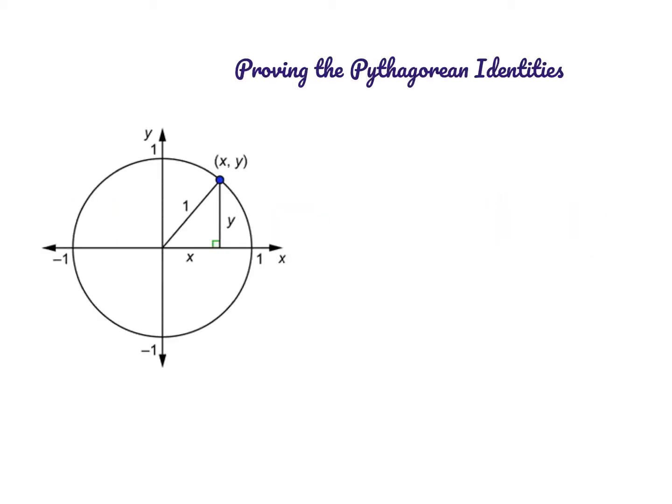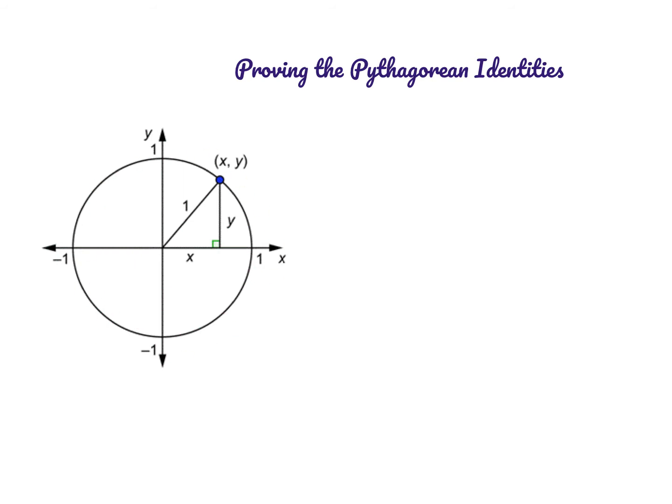So we're going to start by proving what are called our Pythagorean identities. You can tell by the name that we're going to be using the concepts used in the Pythagorean theorem, so a squared plus b squared equals c squared for a right triangle. So here you can see we have a unit circle.